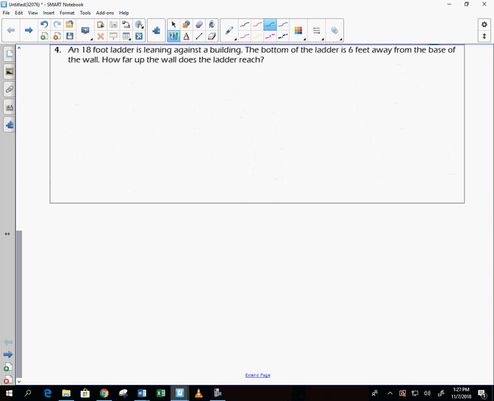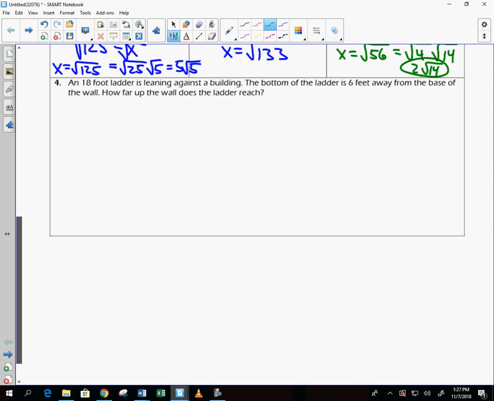We go to the back side. We learn about the distance formula and midpoint formula. It says an 18-foot ladder is leaning up against a building. The bottom of the ladder is 6 feet away from the base of the wall. How far up the wall does the ladder reach? So I have the ground, and I have a building. The ladder is 18 feet in length. The bottom of the ladder is 6 feet. How far up the wall? I'll call that H for height. Does the ladder reach?